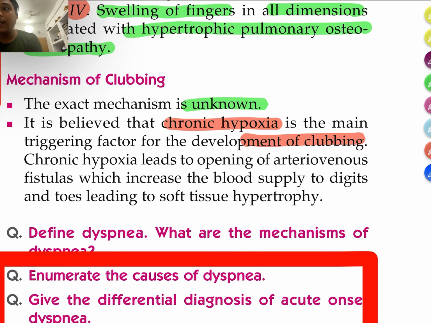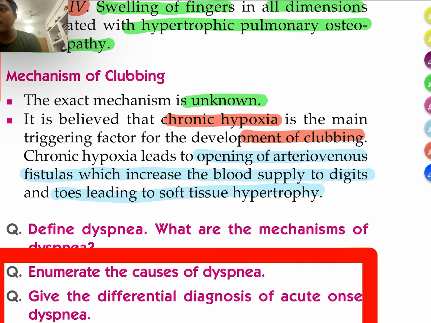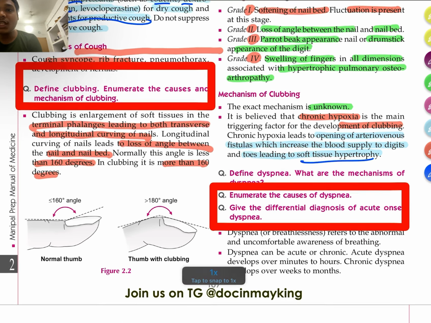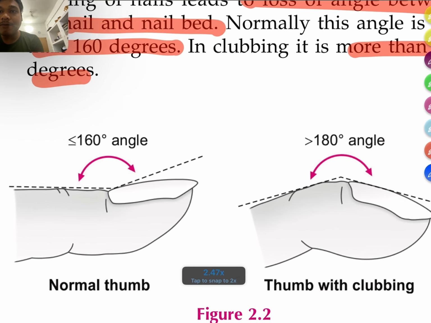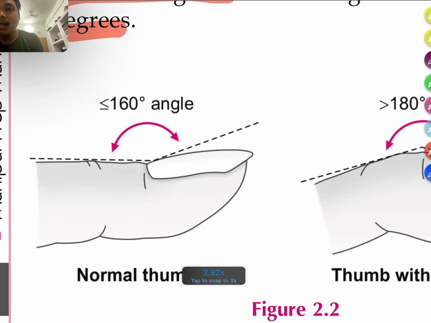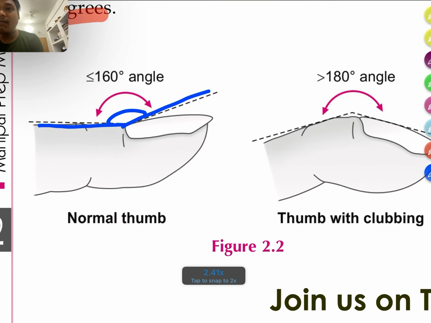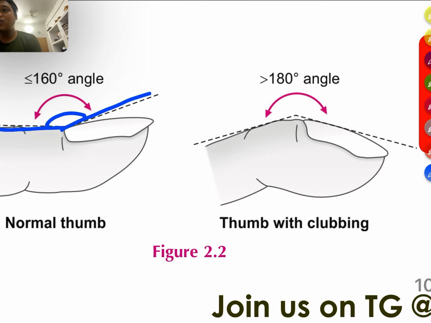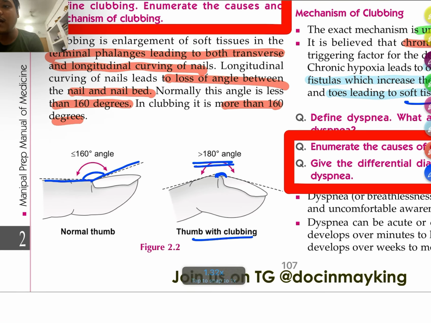Chronic hypoxia leads to opening of the arteriovenous fistula, which increases the blood supply to the digit, and in the end leads to soft tissue hypertrophy. So, to summarize, look here. This is a simple diagram showing this angle, which is normally less than 160 degrees. But what if it increases? If the angle increases, then it is considered clubbing. The more the clubbing occurs, the more the severity and the larger the angle.